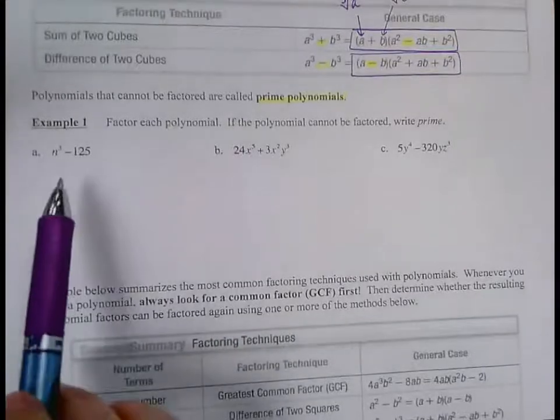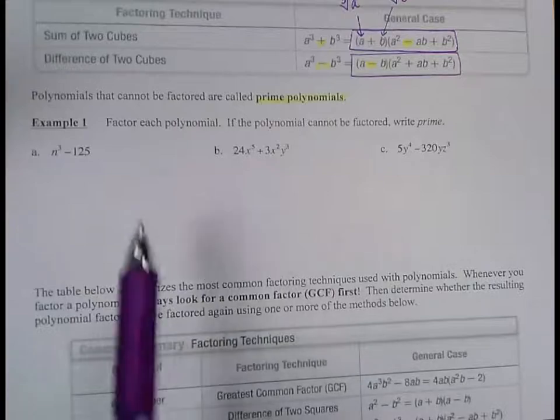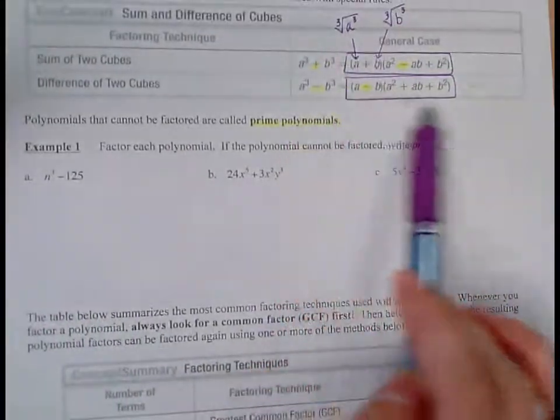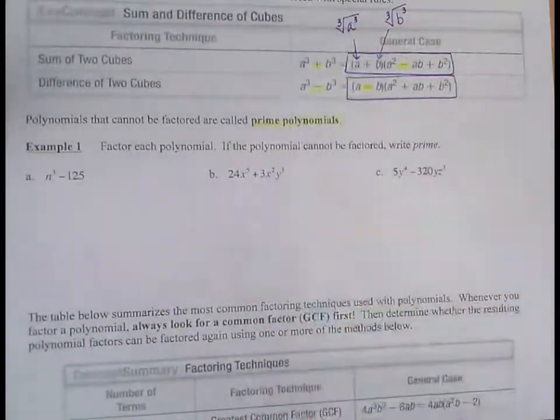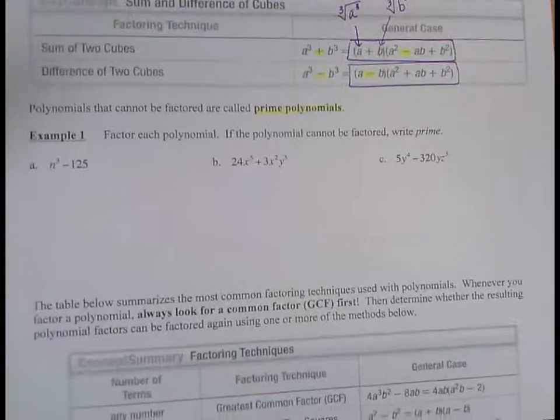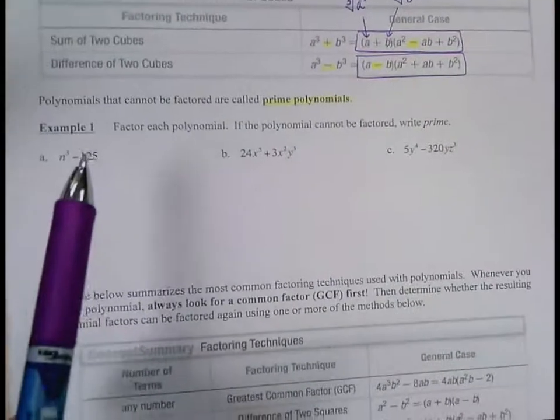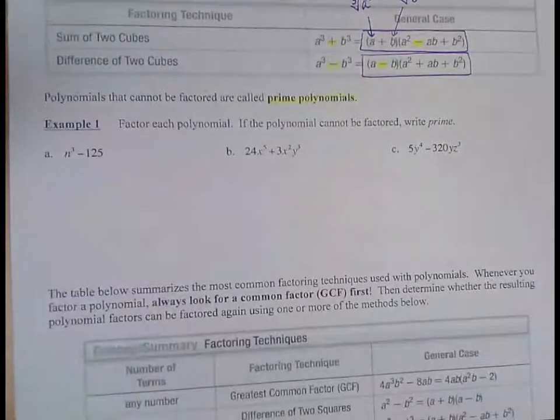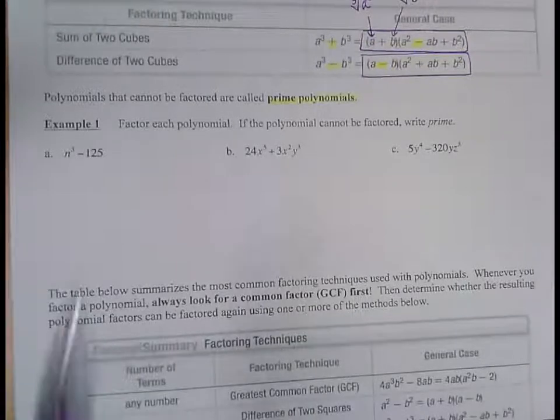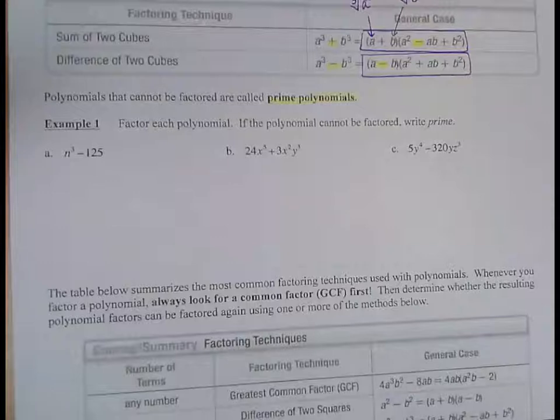So if you look at A, and these three are practicing these two methods, sums and differences of cubes, since they're new. So if we look at A, we have two terms. First of all, whenever you factor, we've talked about this before, what do you look for first? GCF, that still applies. So n cubed and 125, do they have anything in common besides 1?